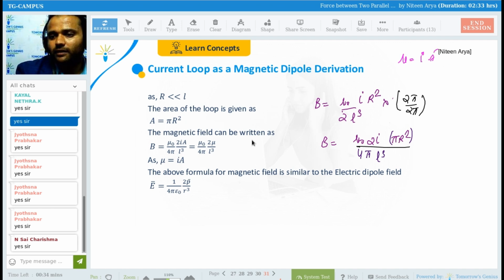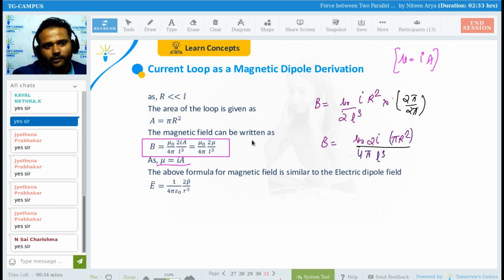Mu is I into A. So we do this to find the magnetic field in terms of magnetic moment. And there is the same formula for electric field, which is 1 upon 4 pi epsilon naught, 2p by r to the power 3. Same. Clear? We have a formula for electric field whenever a dipole is situated in a field. Is this clear, everyone?